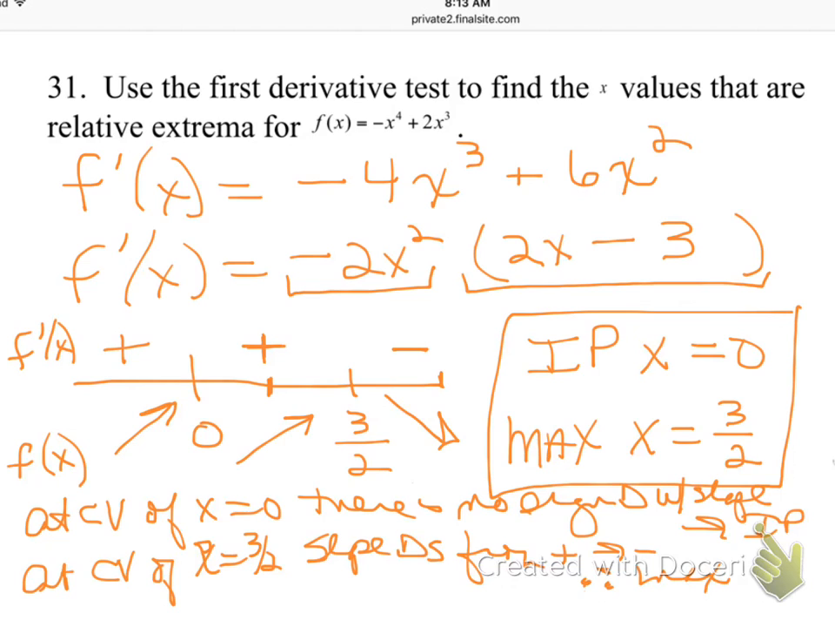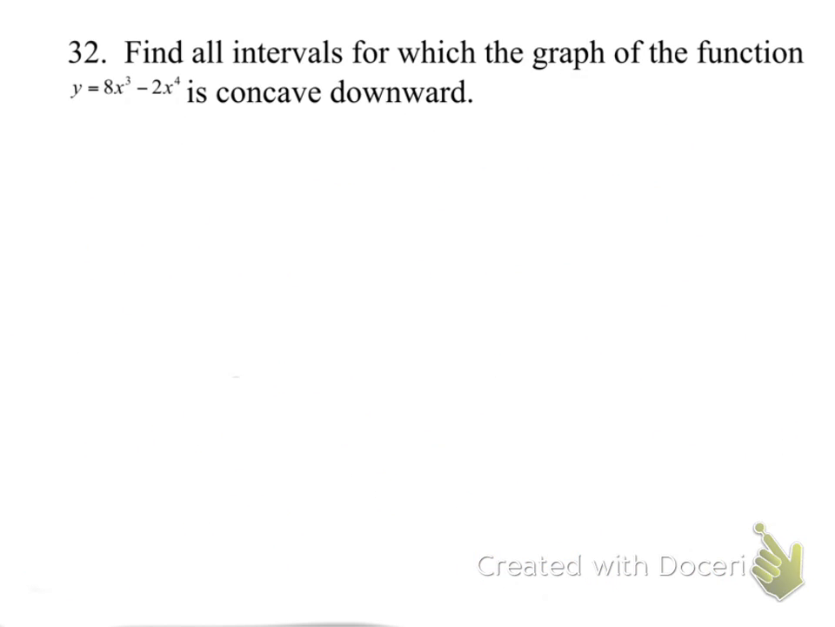Okay, moving on to question number 32. Okay, question 32 asks us to find all the intervals for which the graph of the function is concave down. So concave down looks like this. So you have a couple of options. I'm going to use a second derivative to check this. So let's get the first derivative.